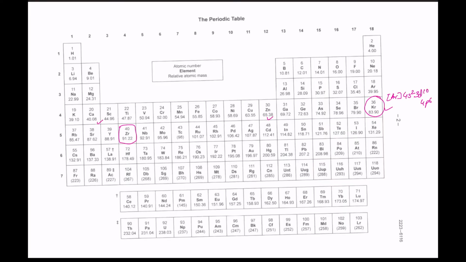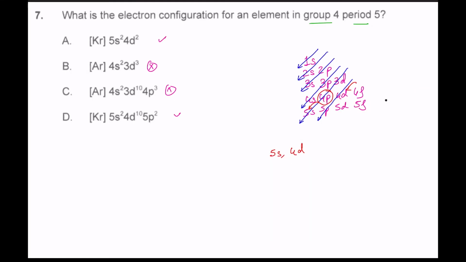Now how many electrons do we need to fill? There are 4 valence electrons in zirconium. After 36, we need to fill 4 electrons. So 2 electrons will go in 5s and 2 electrons will go in 4d. The answer should be krypton 5s2 4d2. That is option A.